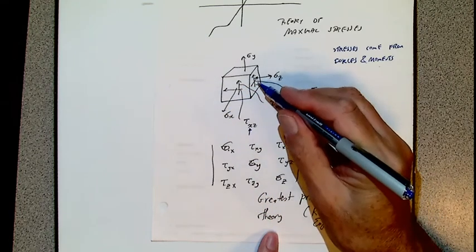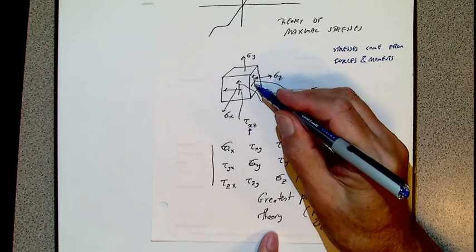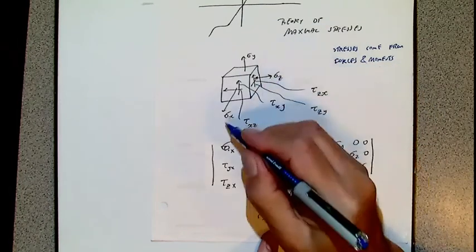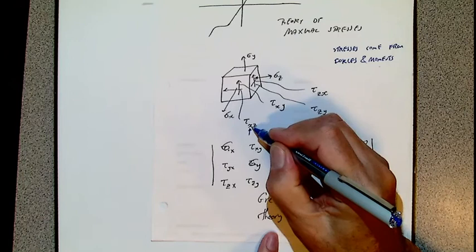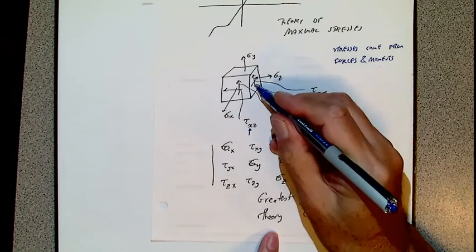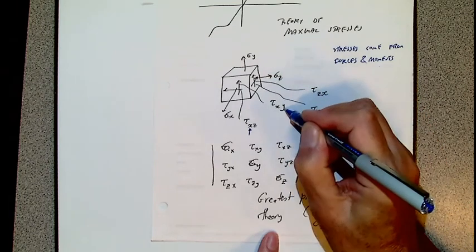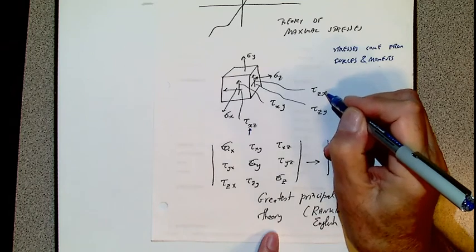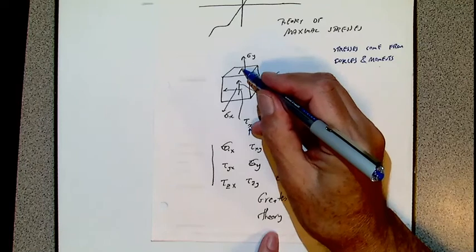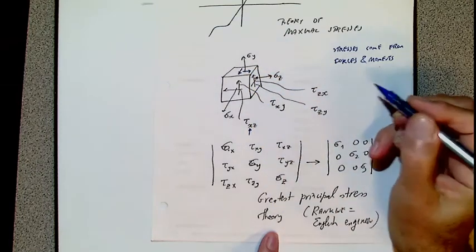Now here, they are acting in the face which is perpendicular to the z-axis, so first there is z. Then this one is zy, because it is in the y direction. That is x, etc. Then there are forces here like this and like this, shear forces.